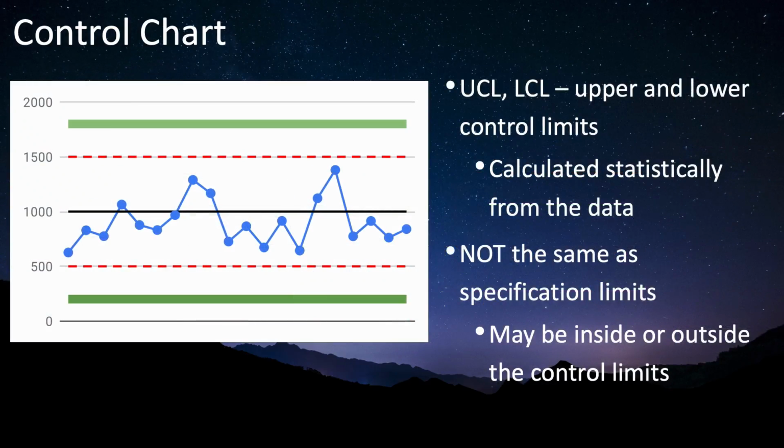Here's an example of a control chart that shows all of the lines. The upper and lower control limits are your red dashed lines, and these indicate the natural amount of variation of a stable process, and this is calculated statistically from the actual data. The green lines are the specification limits, which could be inside or outside your red lines. Hopefully they're outside, because these green lines indicate the range of acceptable variation for your quality requirements.